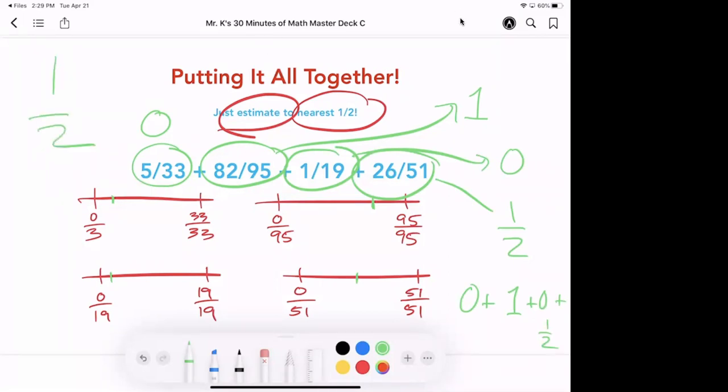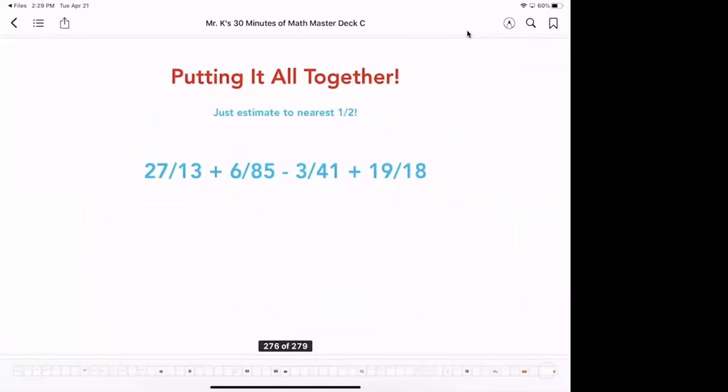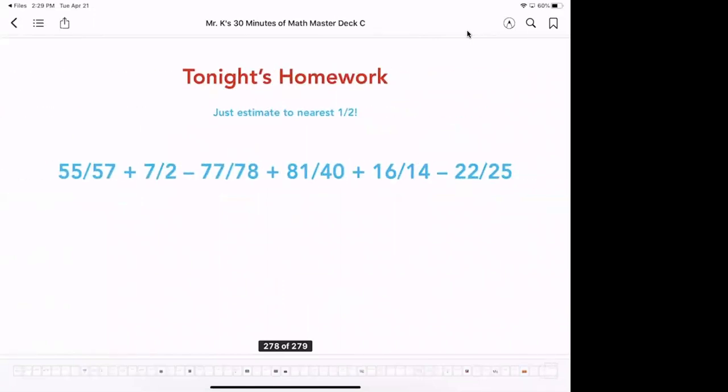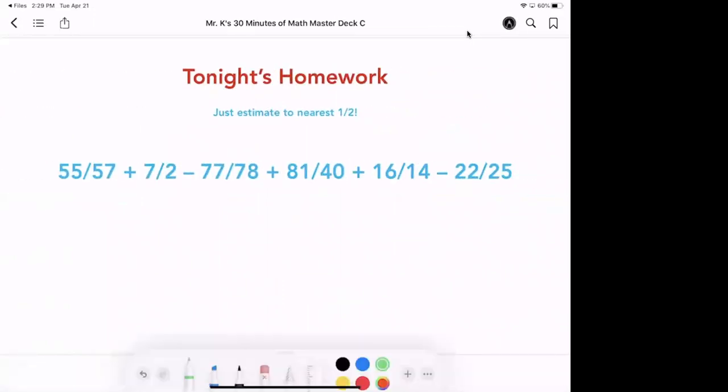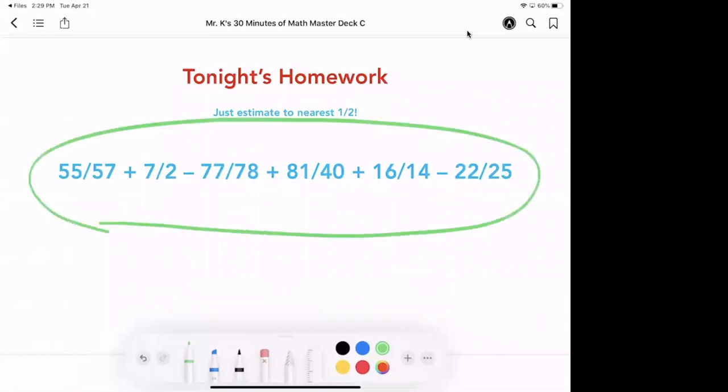All right, well done. We had a few folks come up with that. Very good, very good. I'm going to give you one for homework, and then we'll go to the riddle. Here it is. Write it down or take a screenshot. I know it's a long one, but all you're going to do is estimate to the nearest half. I'm not asking you to calculate it exactly. It's just to estimate. All right. Go ahead, write it down. Take a screenshot, take a picture. I know it looks kind of crazy, but all you got to do is estimate.